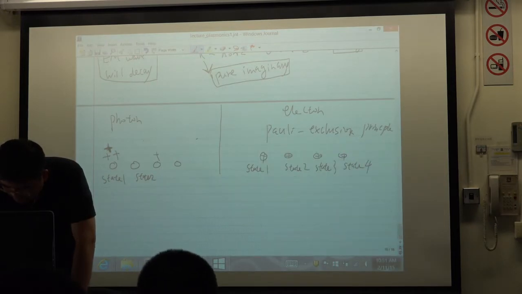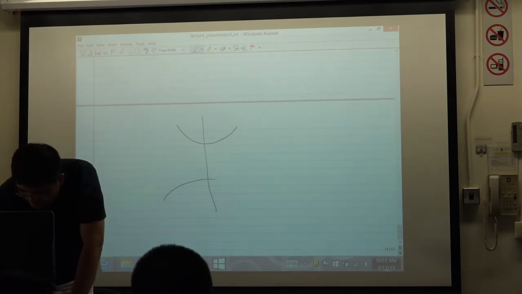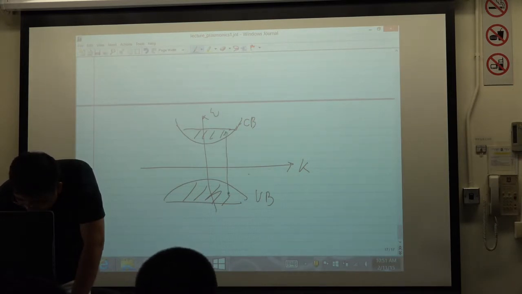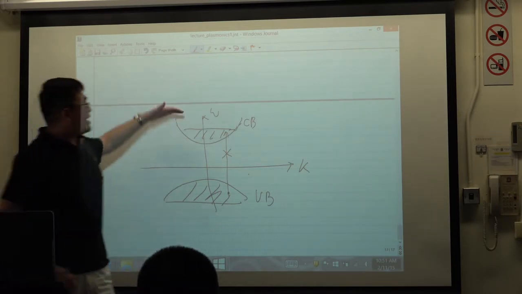So what's the physical origin of interband or intraband? This is k, this is omega, this is a conduction band, this is the valence band. If I put the Fermi level in here, this is filled. That means if I transition something to here, it is almost forbidden, right? Because it is occupied. This is the Fermi level.